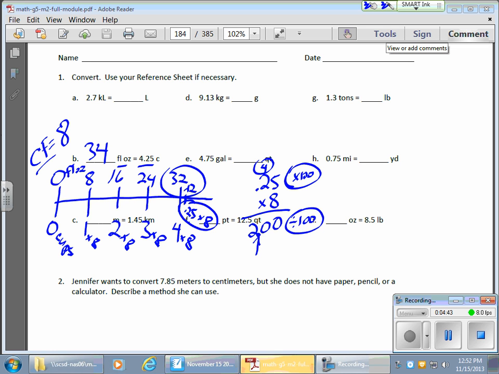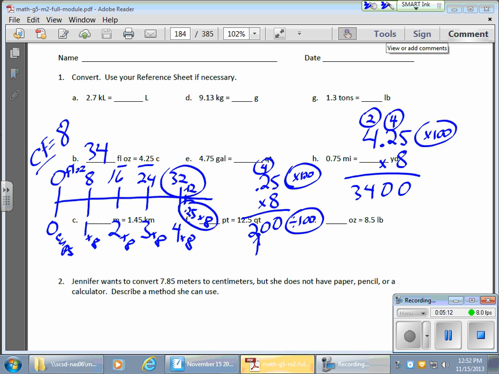Okay? Or perhaps I can just simply take my 4.25 right from the start, and I can multiply that by my 8. Okay, so 8 times 5 gives me 40. 8 times 2 gives me 16, plus 4 gives me 20. 8 times 4 gives me 32. Plus 2, 34. And once again, this was a times 100 to get rid of that decimal, to make it 425, which means down here I need to divide by 100. So 3,400 becomes 34. There's another way of doing it.